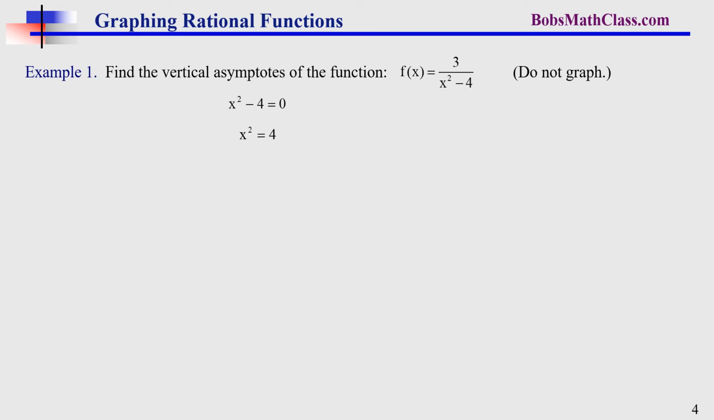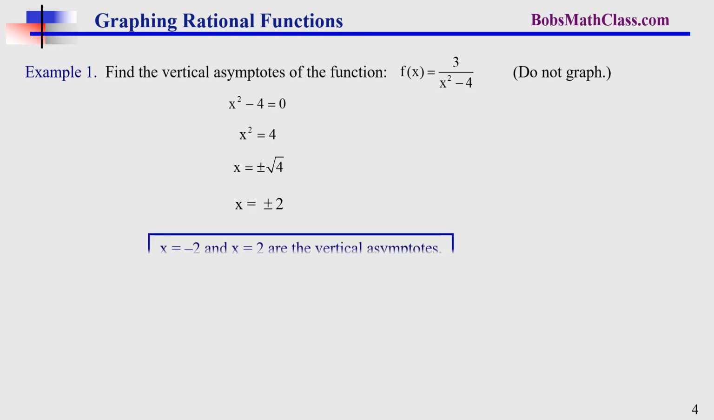Okay, let's use the square root property. So I move the 4 over to the other side, so adding 4 to both sides gives us x squared equals 4. And then the square root property, well, we get rid of the square on one side. On the right side, we put the number underneath the radical, the square root. And then don't forget to put a plus and minus in front. And then the square root of 4 is 2. So we have two vertical asymptotes, x equals 2 and x equals negative 2.